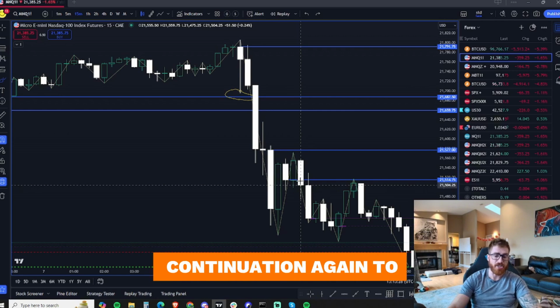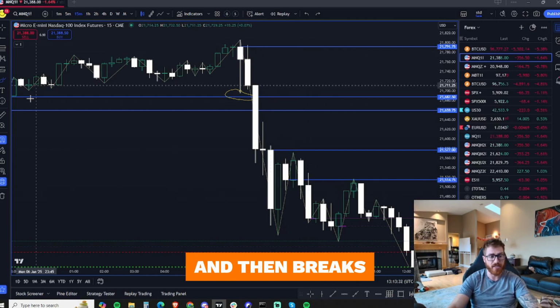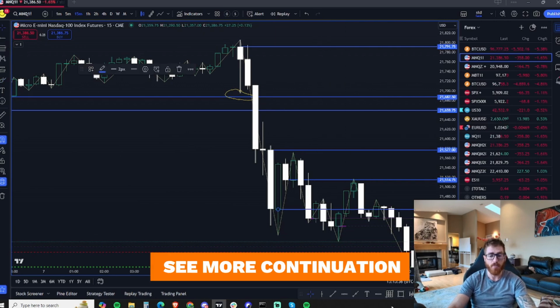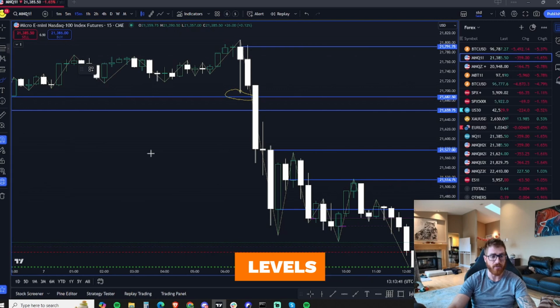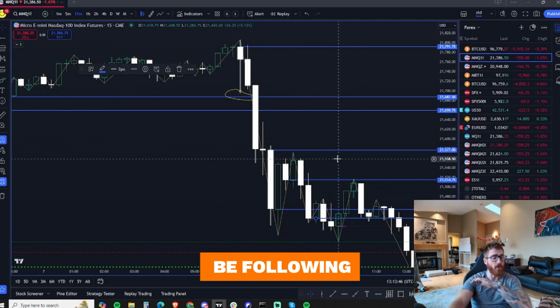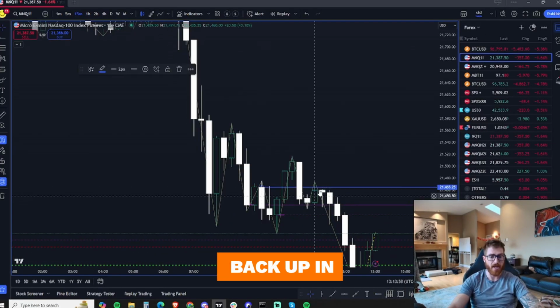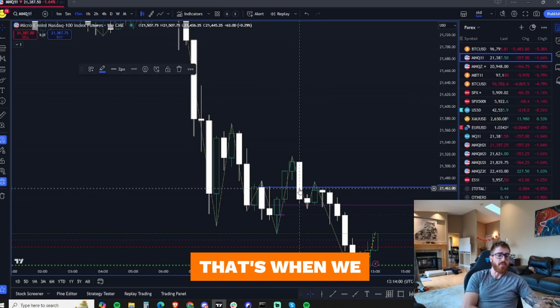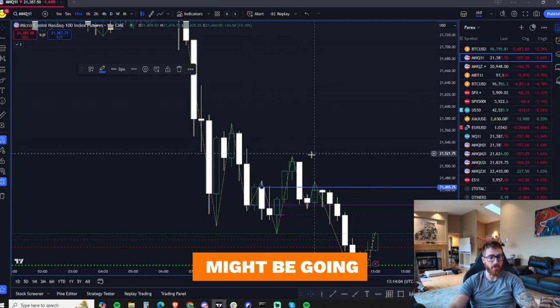After we see continuation again to the downside, there's that retest once again, and then breaks of these levels, and then we see more continuation. And as we continue to see breaks of those levels, we know that the trend is continuing, and that's all we need to be following along for right now. In the case that the trend starts to break back up in this area, that's when we want to start to question potentially that the trend might be going somewhere else.